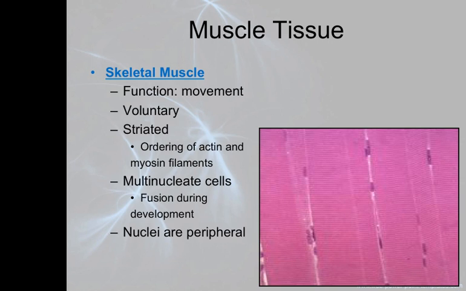Skeletal muscle tissue is voluntary. It is under your conscious control to contract. Right, it moves your bones when you tell it to. You can see the striations, and there are multiple nuclei per each cell, and the nuclei are found on the periphery of the cells.